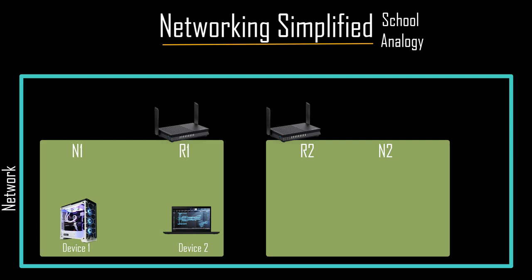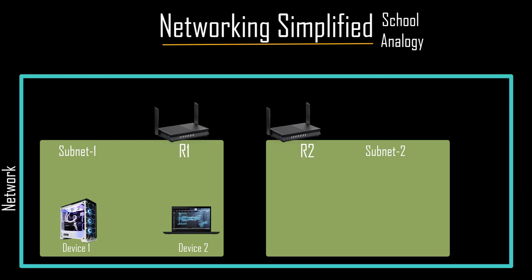Then what are those green boxes? Well, those are also networks, but because they reside inside the large box and because they are smaller than the larger box, we'll call them sub-networks or subnets. So we have subnet 1 and subnet 2. You can think of it as two different classrooms or two different rooms in your house.